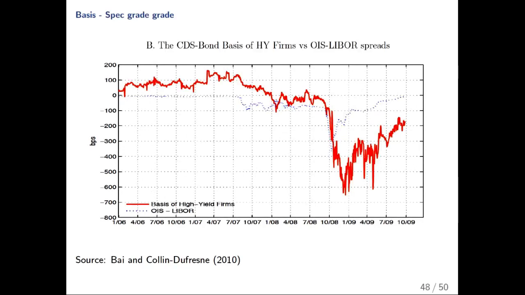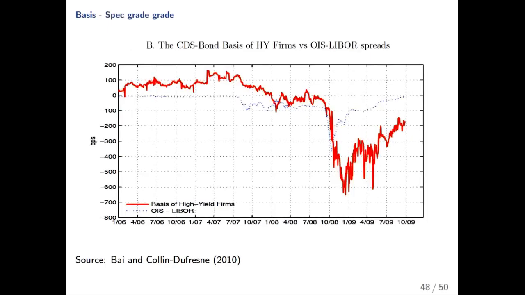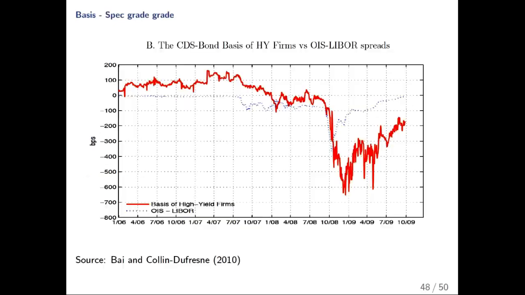Here I'm showing you the same plot, but for high yield firms. Going from here to here, one of the factors determining the CDS bond basis is the creditworthiness of the company. This is an enormous number in the financial crisis, and Duffie and Fleming argue this is largely due to frictions. Why is the CDS bond basis so large?